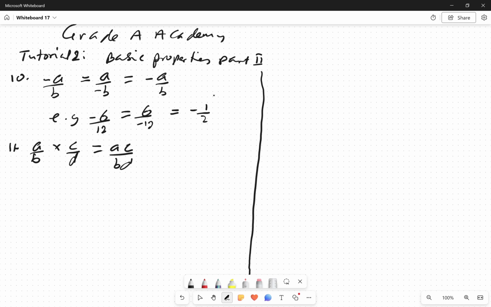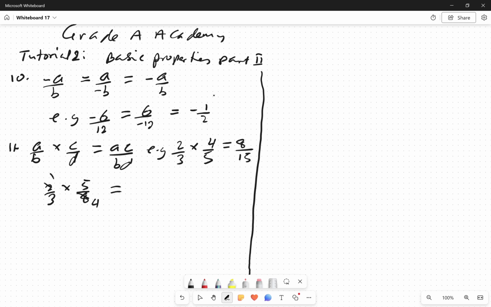So let's do examples. Example 1: if I have 2 over 3 times 4 over 5, the tops go together. Here we cannot simplify. So 2 times 4 is 8, and then 3 times 5 is 15. How about if I have 2 over 3 times 5 over 8? This one can be simplified. 2 can go into 8. So let's simplify: 2 goes into 2 one time, and 2 goes into 8 four times.